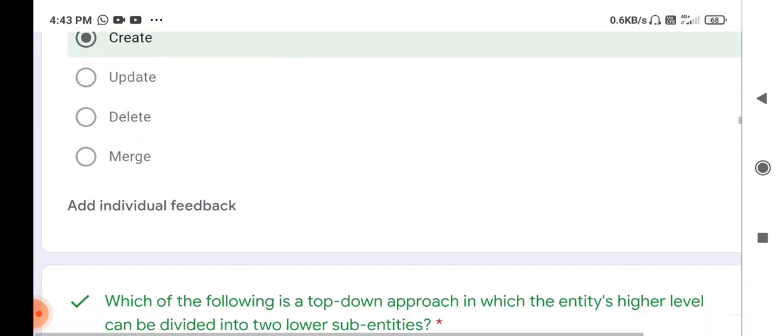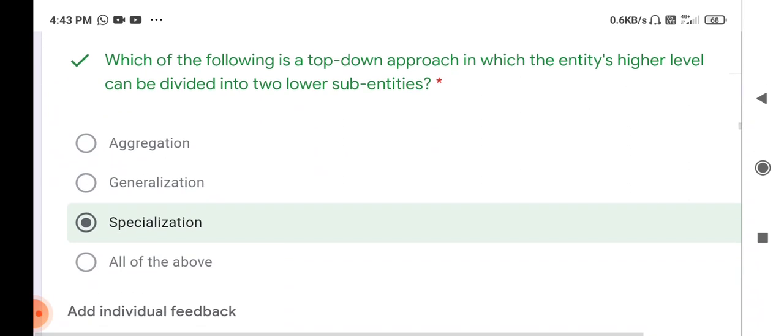Next question is, which of the following is a top-down approach in which the entity's higher level can be divided into two lower level sub-entities? Simply, if your question mentions top-down approach, this is called specialization. And if it mentions bottom to top approach, meaning the opposite, this concept is called generalization. For MCQ questions you must remember this: top down means specialization and bottom to top means generalization. It means dividing the particular entities from top to down.